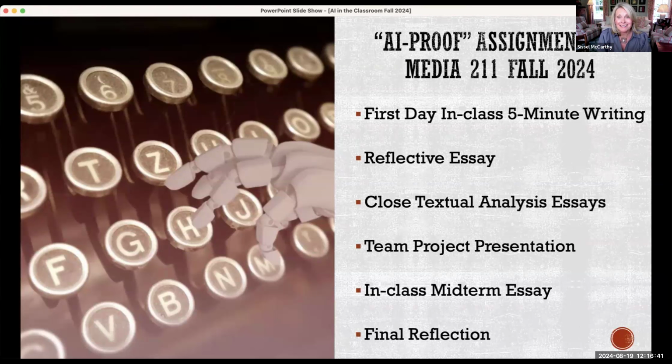So all of these assignments are actually quite hard for AI to write, because obviously it hasn't had these experiences, it hasn't taken our course, it hasn't done our readings. So, not to say it's foolproof, because we still do get AI cases, but once I changed these assignments in this way, we had fewer cases.